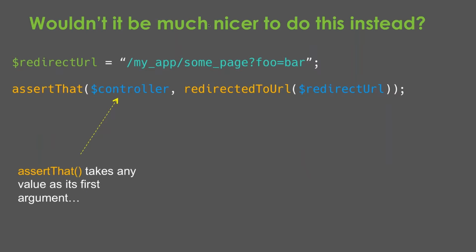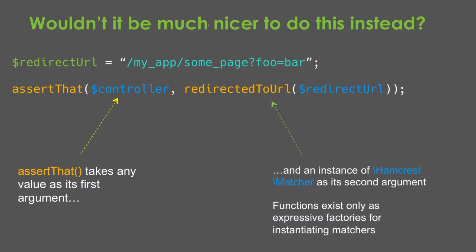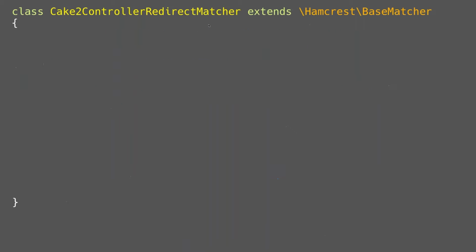So how do we do that? Well, the first thing to understand is that the assertThat function takes any value as its first argument, and as the second argument, it just takes an instance of a matcher. And these functions we can see, they're just factories that instantiate those matchers. What happens under the hood is that assertThat takes the value that you pass in as the first argument and passes it to the matches method of the matcher instance that you give it as the second argument. If that matches method returns true or truthy, the matcher will pass and nothing will happen. Otherwise, it will throw an exception.